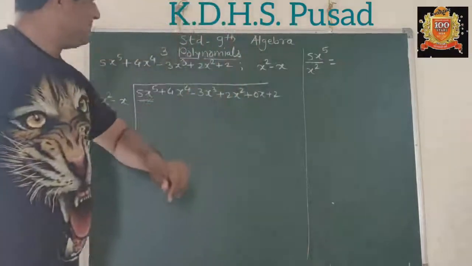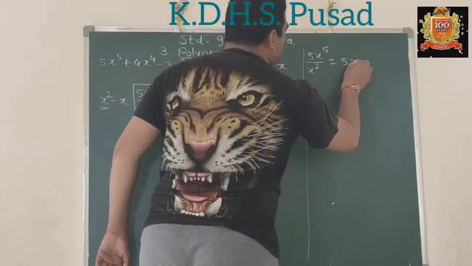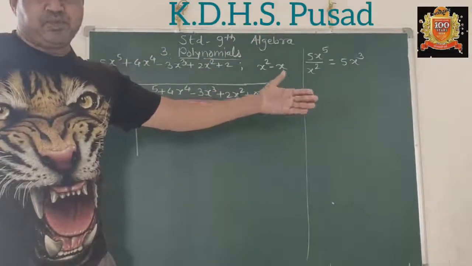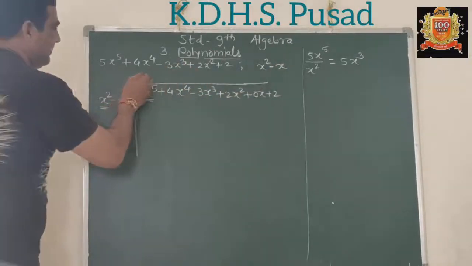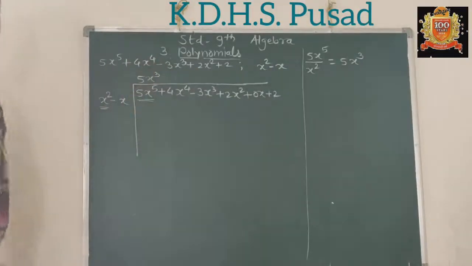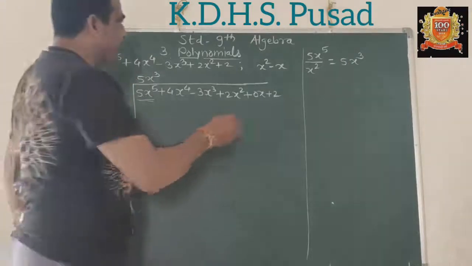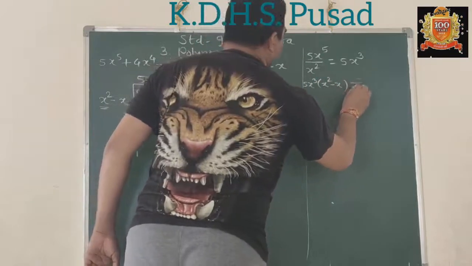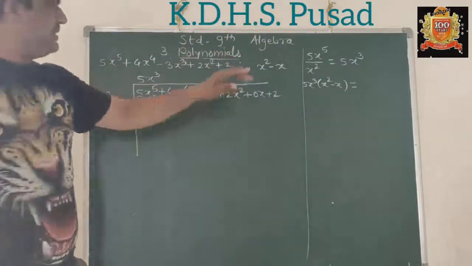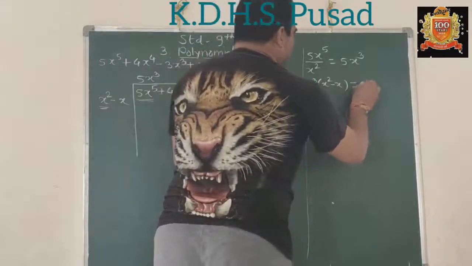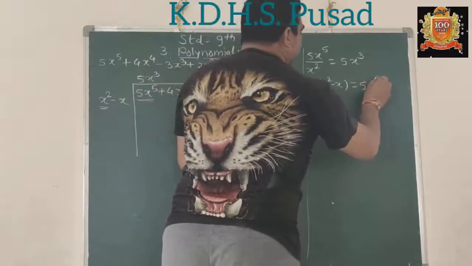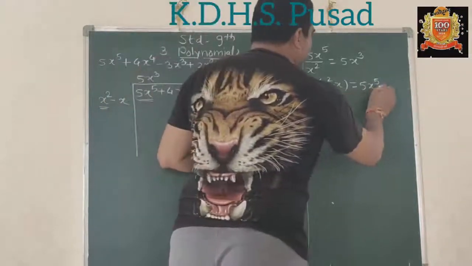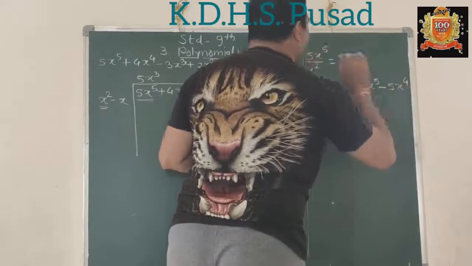So what will be your answer? That will be 5x cubed. While division, you have to use laws of indices, subtraction of power. Write this here, 5x cubed. Now next step, multiply this form. So here 5x cubed into x squared minus x. Division, multiply. So 5 into 1, 5. x cubed into x squared, that is x to the power 5 using laws of indices. And now 5x cubed into x, that is minus 5x to the power 4.